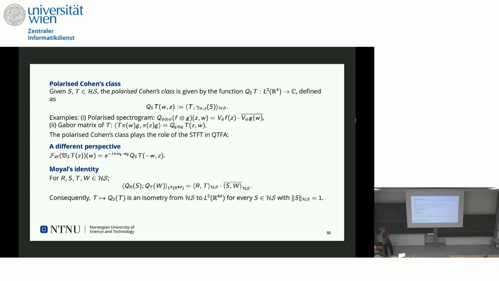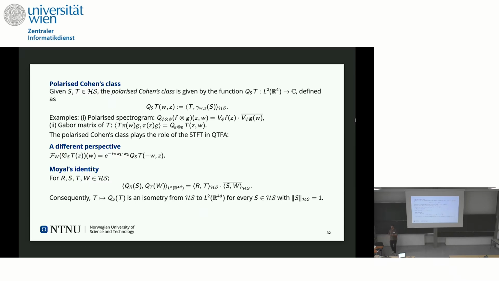In the rank 1 case, this is just going to be the product of our STFTs. And this gives rise to the concept of a bi-localization operator in the rank 1 case. And if we discretize the polarized Cohen's class with respect to some rank 1 G, then this is just the Gabor matrix of our operator. Like I mentioned before, if we take the Fourier-Wigner transform of our operator STFT, then up to some change of variables, we land on our polarized Cohen's class.